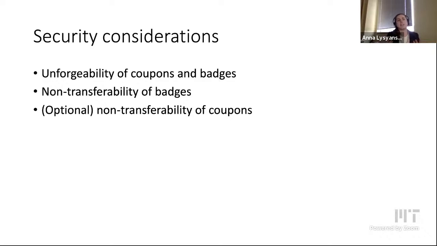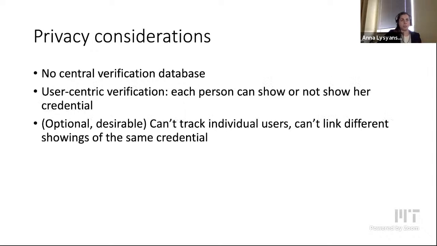And then another consideration that may or may not make sense, that's up for discussion, is do we want coupons to also be non-transferable? If Alice has received a vaccination coupon, should she be the only one who is able to take advantage of it? There are some pros and cons. That's up for discussion. Our privacy considerations are, the number one is that there shouldn't be a central verification database.